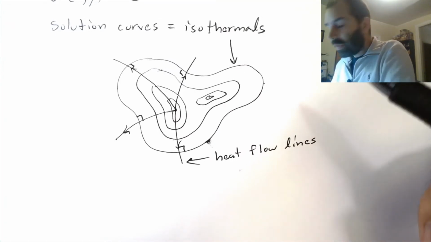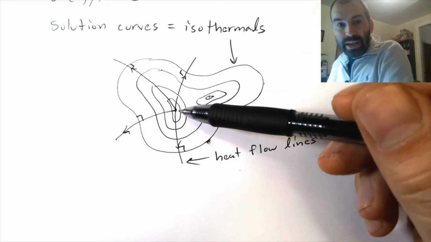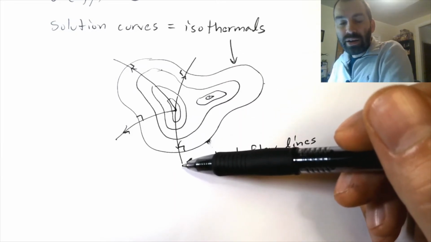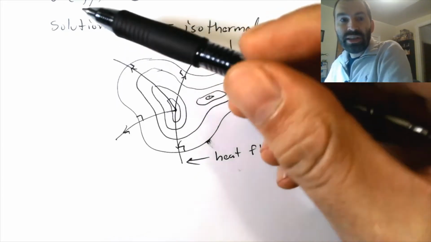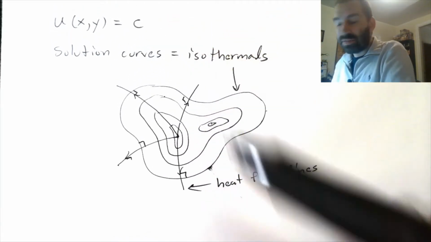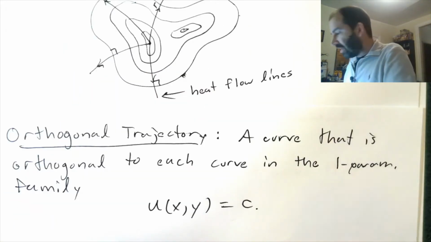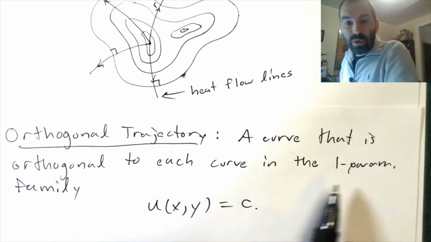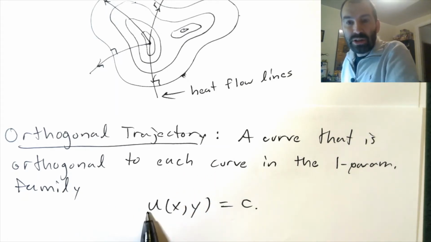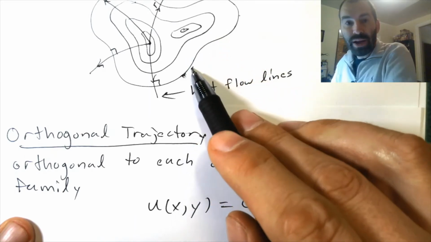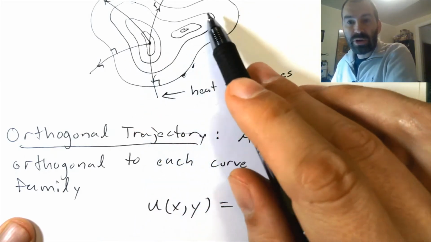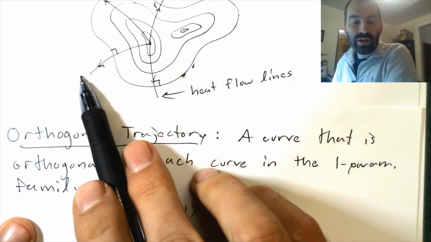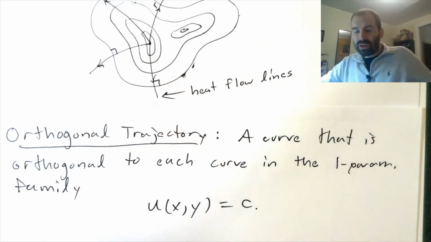Okay, so an orthogonal trajectory is a curve that is orthogonal, that's perpendicular to this entire family of curves. An orthogonal trajectory is a single curve that is orthogonal to each curve in the one-parameter family given by this equation. And that's what we have here. The one-parameter family gives you these isothermals, and each one of these is an orthogonal trajectory. Okay, let's go look at some examples.